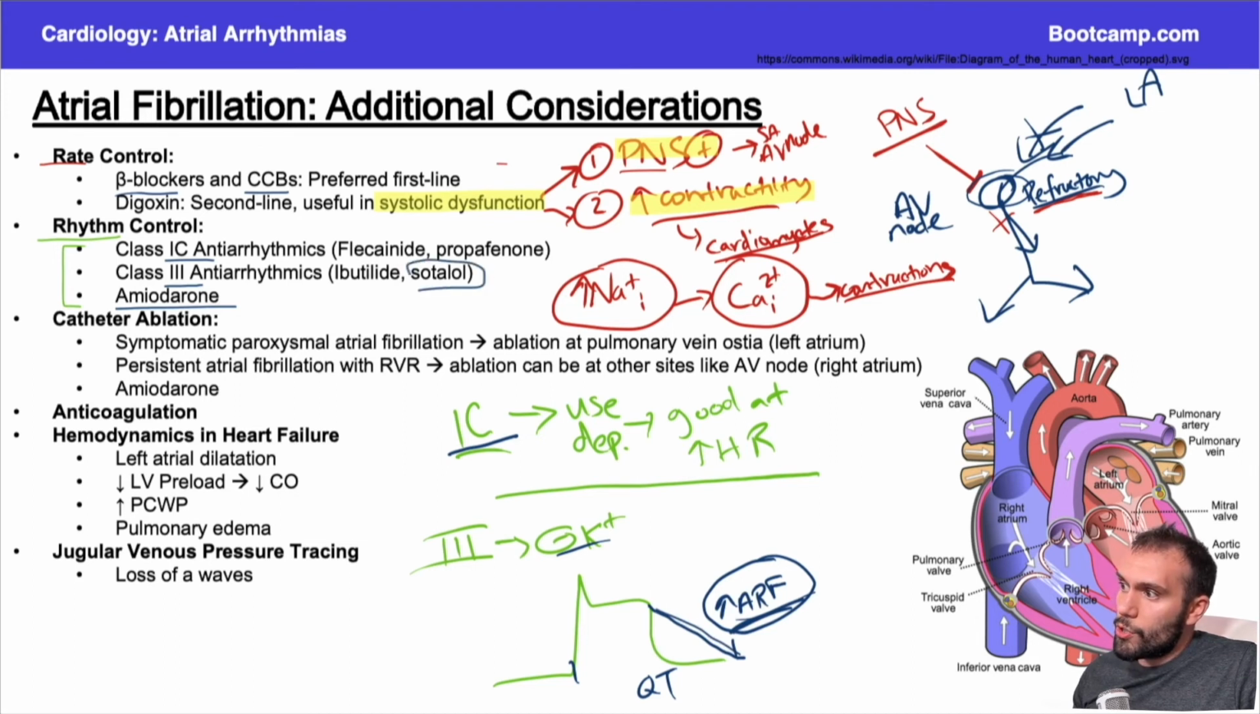Also, call your attention to sotalol on here. Remember, sotalol is a beta blocker. So again, you're getting some of the beta blocker effects, and you're getting some of the class 3 effects of inhibiting this potassium channel current, that's going to cause delayed repolarization. So you get kind of a 2-for-1 deal with some of these.